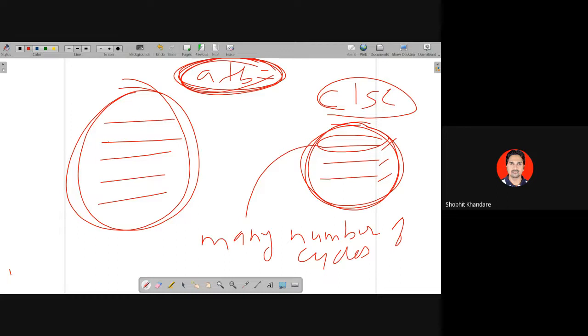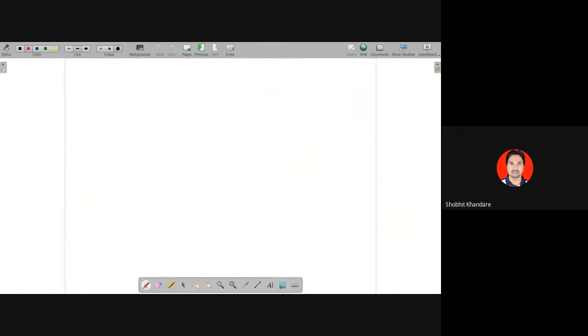That means the number of cycles to execute a single instruction would be more. Or in other words, you will say the number of cycles per instruction will be more. Okay, what did I say? Number of cycles.